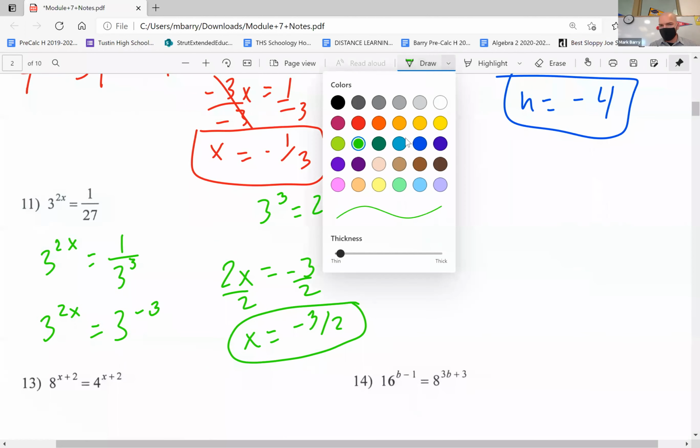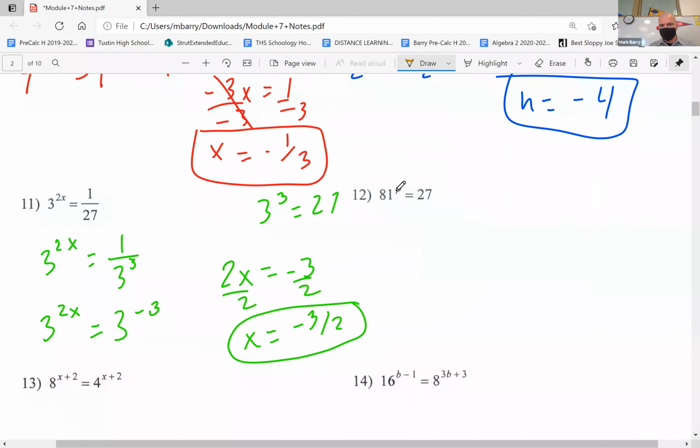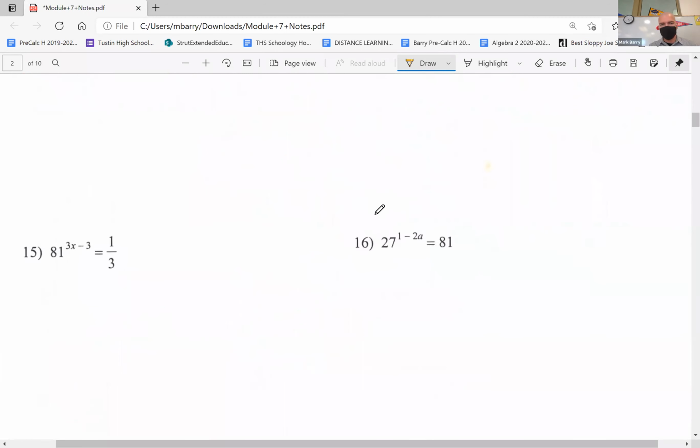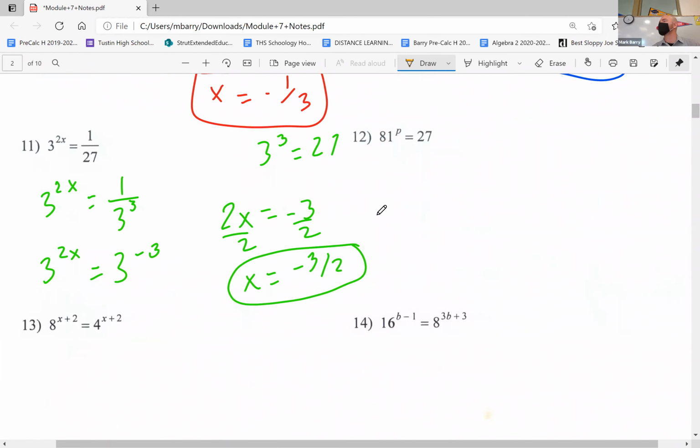Okay, so that one was definitely trickier. I don't know if we're going to be seeing a ton of those fraction ones. Do we have any more? Yeah, we do have one more. So we'll practice it again down there, okay?